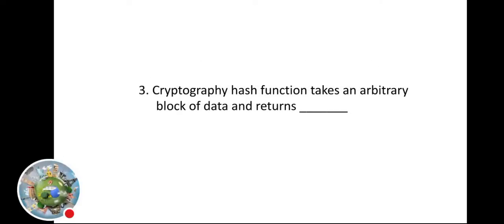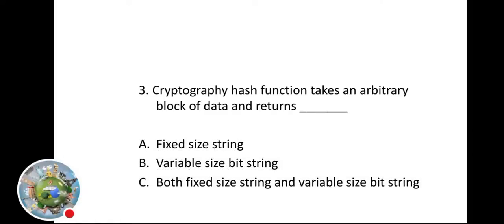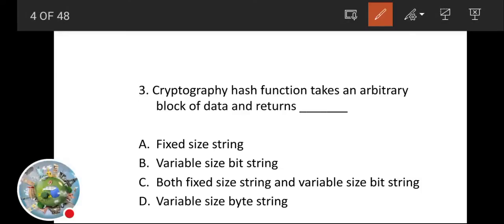Question number 3. A cryptographic hash function takes an arbitrary block of data and returns dash. Option A, fixed size string, B, variable size bit string, C, both fixed size string and variable size bit string, D, variable size byte string. Remember the hashing algorithm. In the hashing algorithm, what is the output size?